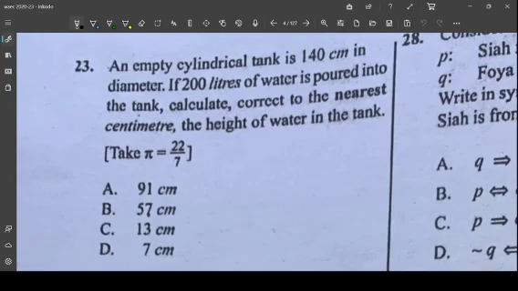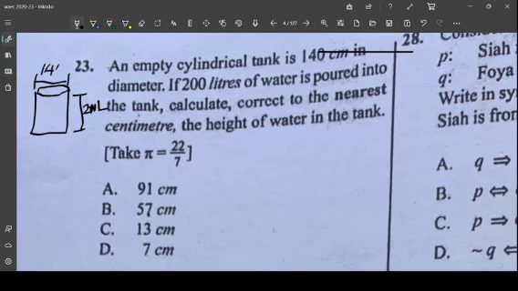All right, guys, let's look at question number 23. It says that an empty cylindrical tank is 140 centimeters in diameter. Now, if 200 liters of water is poured into the tank, calculate, correct to the nearest centimeter, the height of water in the tank. So we have a cylindrical tank, something like this, and there is 200 liters of water in the tank. We are also told that the diameter of this tank is 140 cm, and we are to find the height.